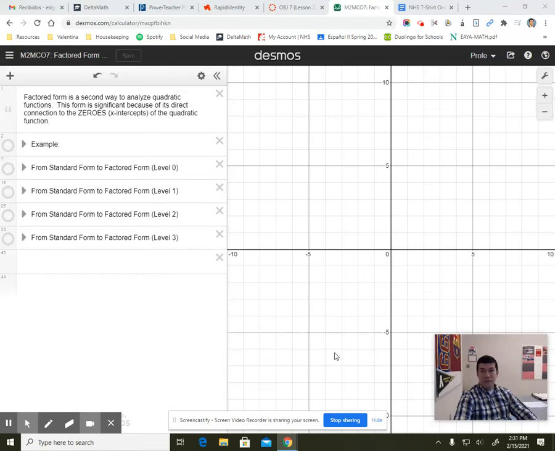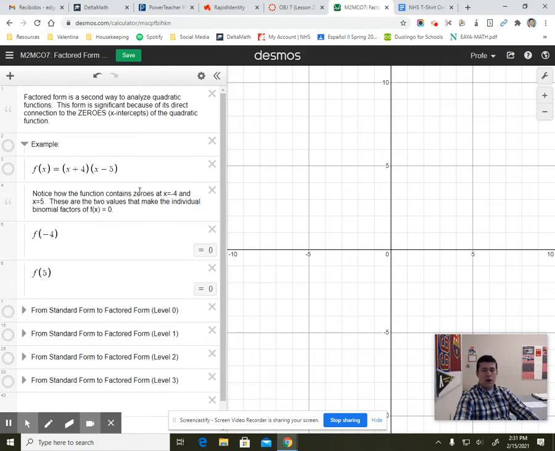Hey everyone, we have an important lesson on factoring today, so let's get right to it. First thing that you need to know is why factored form.